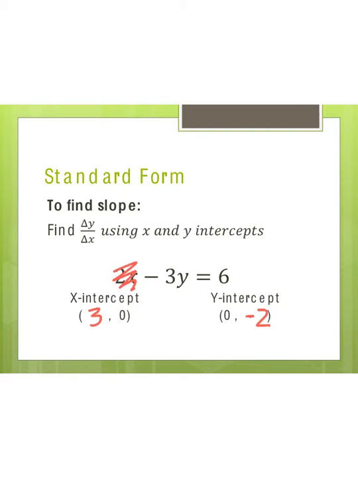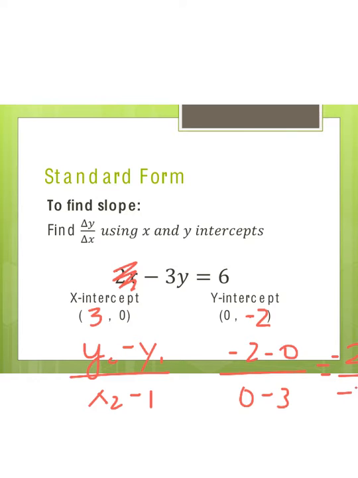And then we can use our slope triangle, our idea of rise over run, change in y over change in x. So we're going to do y2 minus y1 over x2 minus x1. I'm just going to let negative 2 minus 0 over 0 minus 3. So the slope of this line is negative 2 minus 0, which is negative 2, over 0 minus 3, which is negative 3. So the slope is 2/3.